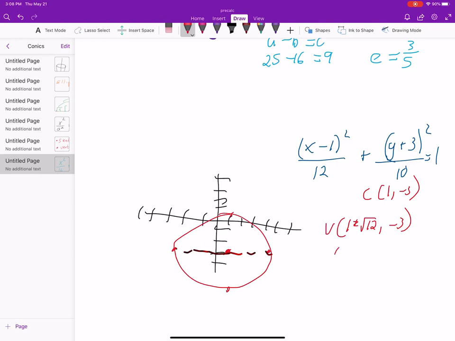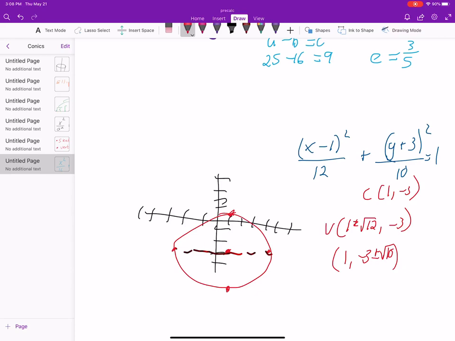And then the other vertices, because remember it has 4, would be this one and this one. So that's going to be 1, comma, -3 plus or minus... now I got to go up the square root of 10, or down the square root of 10. So there that is. And now we're ready to do the focus.